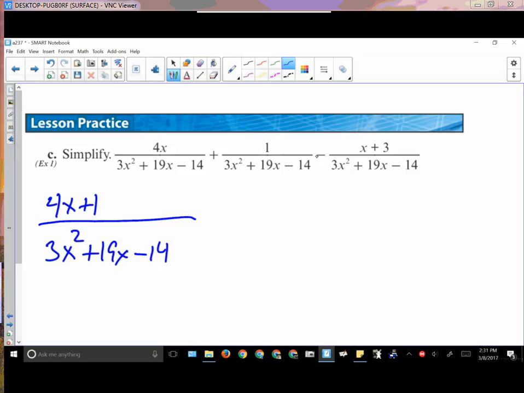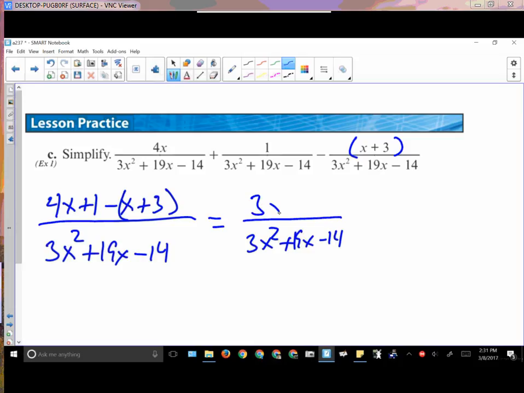minus, and like I said before, when you see a minus, make sure that you put parentheses around whatever is there. So now we have minus (x plus 3). Continuing on. Well, I got 4x minus x, so I have 3x, and I have 1 minus 3 for negative 2. Now, since things have been going the way that we're going, we're going to have to factor, right? We know that's going to be the case.